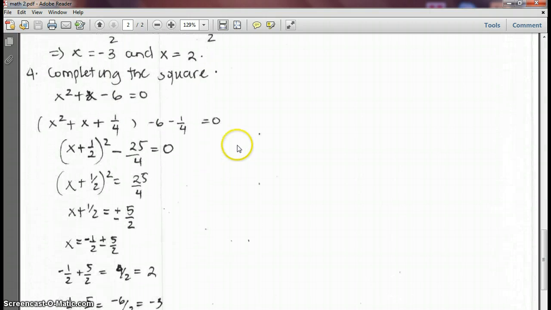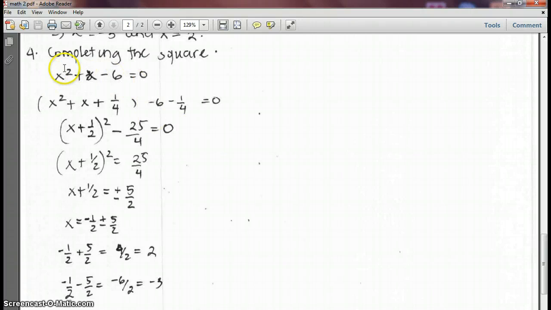And then the last method, which is my worst method, is completing the square. So you have the equation x squared plus x minus 6. What you do is group x squared plus x together. So I have x squared plus x, and then don't write anything here, and just put equals 0. So how do I get this one?